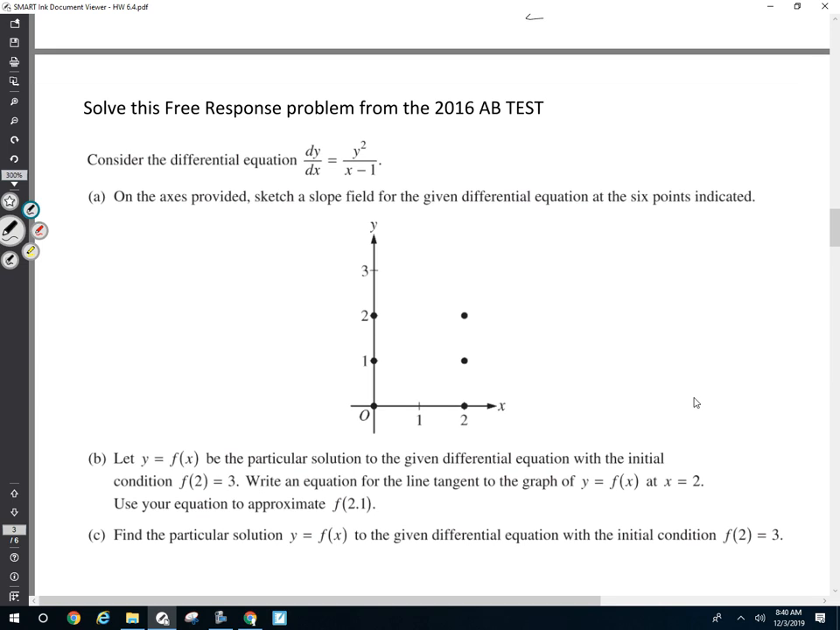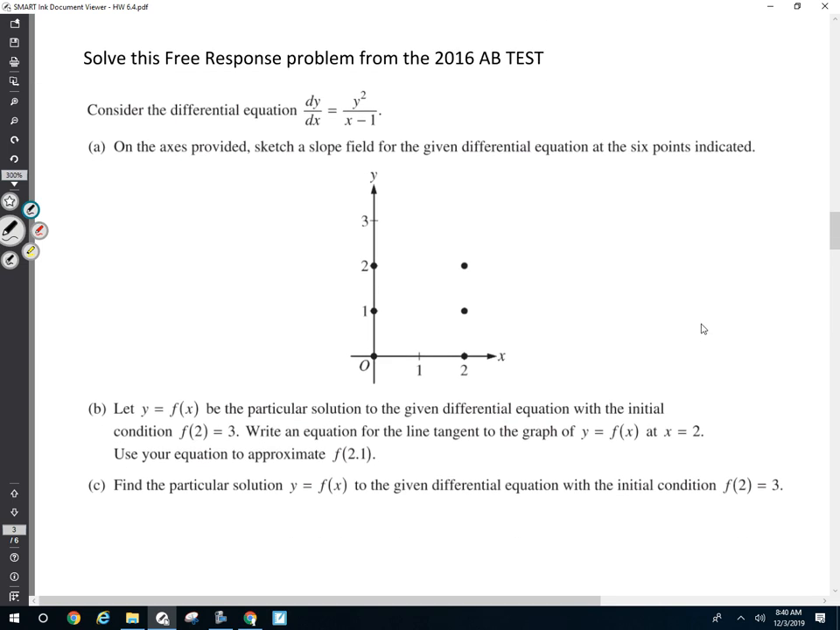This problem was from the 2016 AB free response test. This is a good one. It's going to involve logs and e's, but it's a very atypical 9-point problem. First part, 2 points. All of our free response problems on our AP test are going to be worth 9. Second part is going to be worth 2. This part is going to be worth 5. So when you see your test on Friday or Monday, be ready for questions like this. And don't fail on part A and part B and just do part C. And don't not do part C, because you're automatically only going to get 4 points out of the 9.